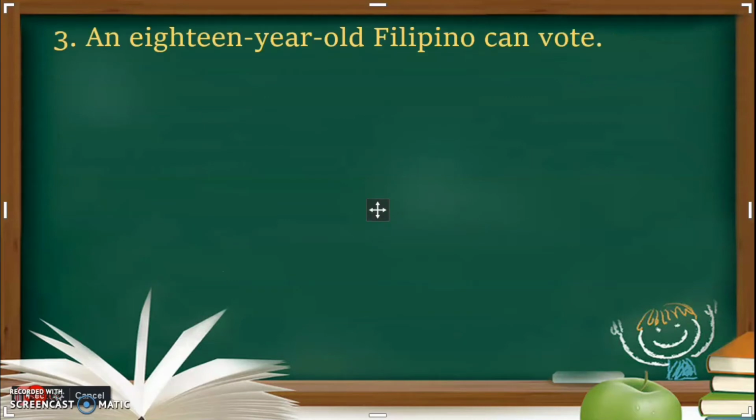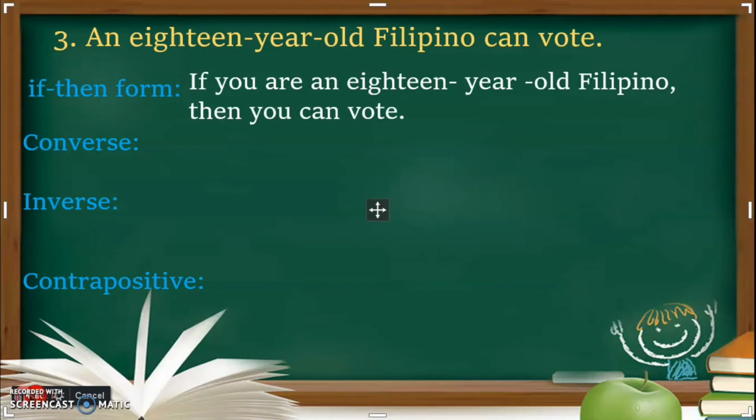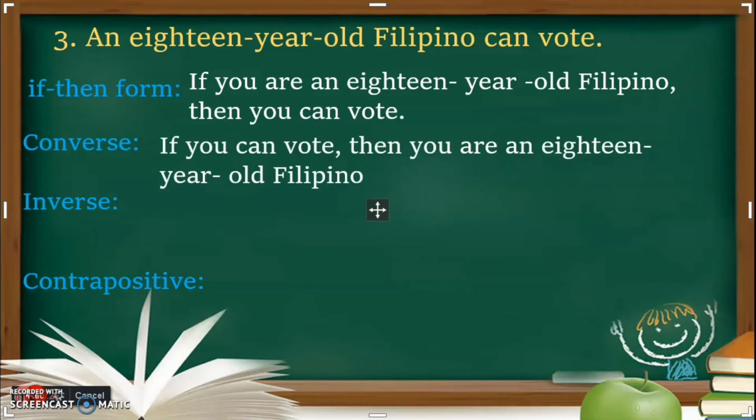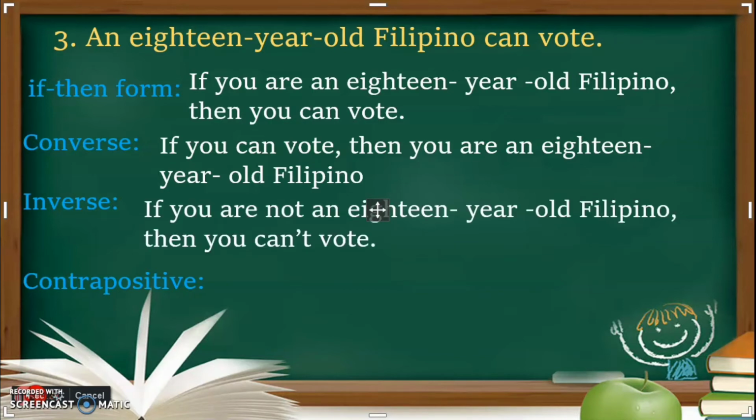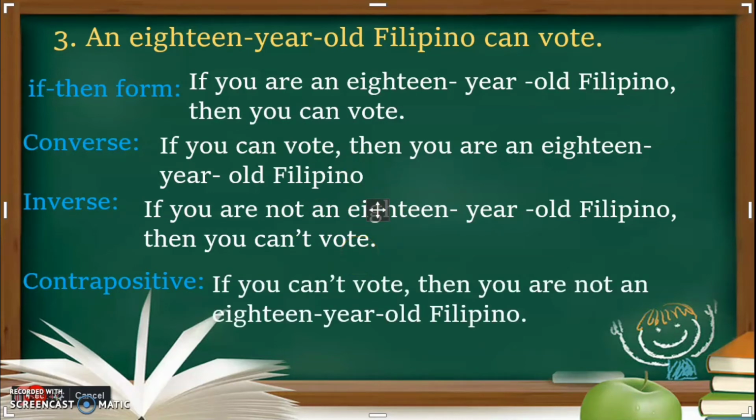We have number 3, an 18-year-old Filipino can vote. If you are an 18-year-old Filipino, then you can vote. Converse, baliktad ng if-then, if you can vote, then you are an 18-year-old Filipino. Inverse, if you are not an 18-year-old Filipino, then you can vote. Negative ng if-then. Contrapositive is if you can't vote, then you are not an 18-year-old Filipino.